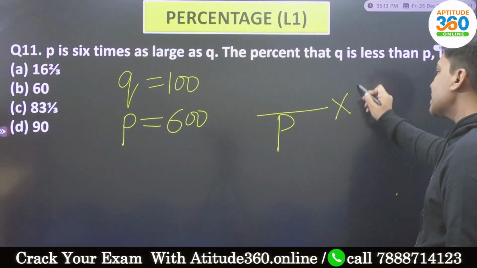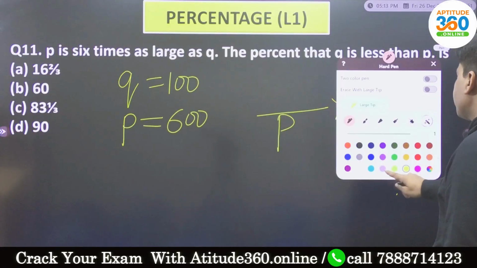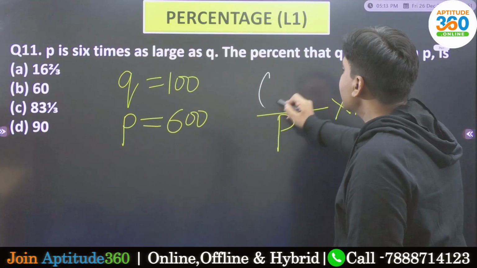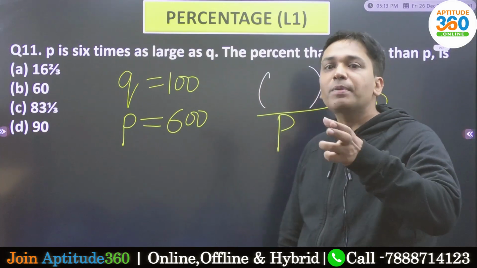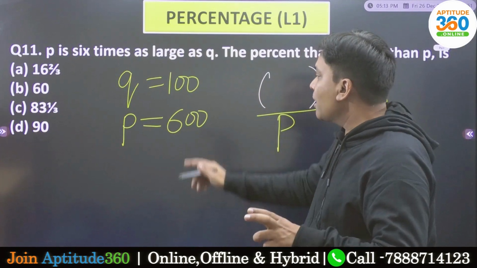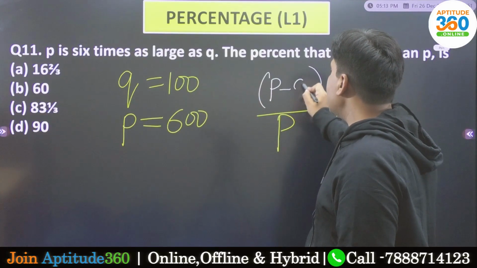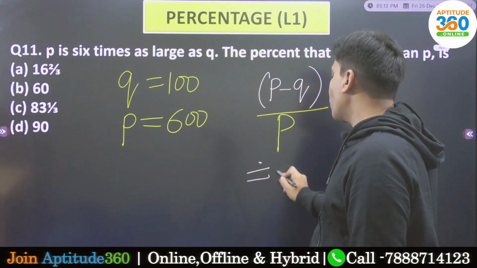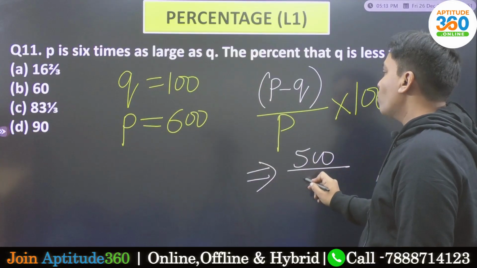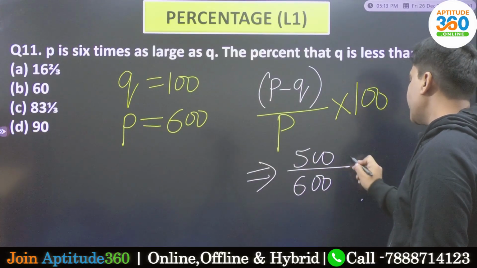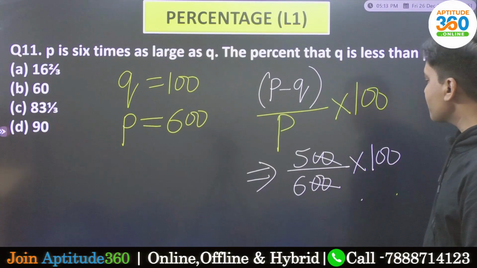Into 100, obviously it is going to be there because we want to convert this into percentage, isn't it? Now, what should you be writing in the numerator? You should be writing the difference between P and Q. And since P is greater than Q, I should write this as P minus Q. So P minus Q कितना हुआ? 500. And then what is the value of P? It is 600 into 100. And if you simplify this, it is coming out as 5/6.